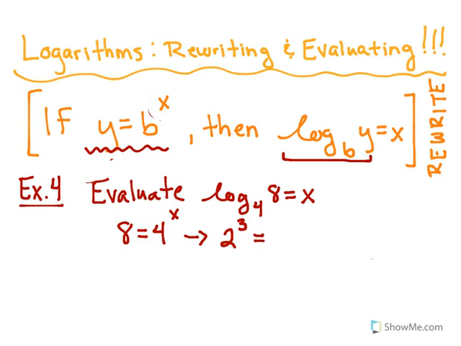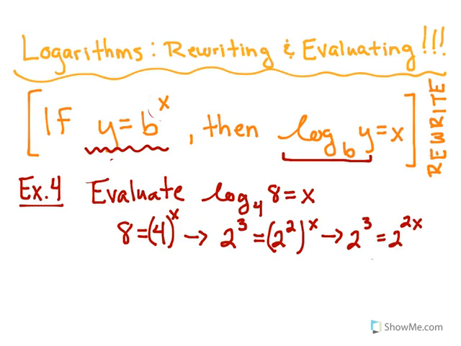Now, can I break 4 also down into 2 to some power? And the answer is yes. 2 squared is the same thing as this 4. Okay? Now, the x on the outside is still going to stay there. So here's what's really cool about this part. And actually, let me clean this up real quick before we go any farther. So 2 cubed, I'm going to keep as is. And then over here, I have 2 to the 2x.